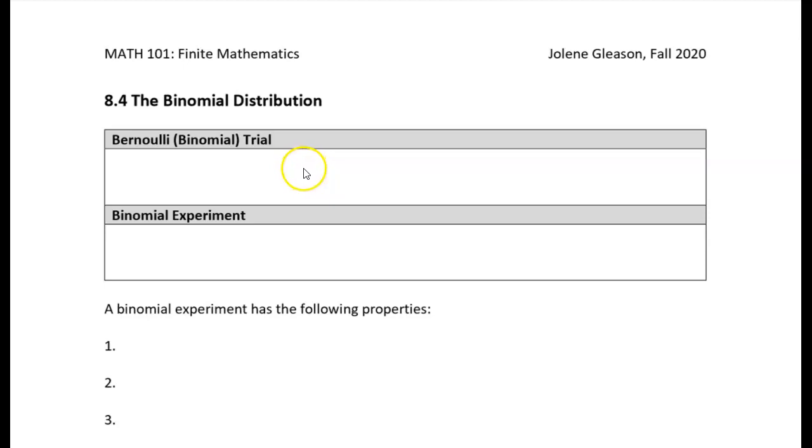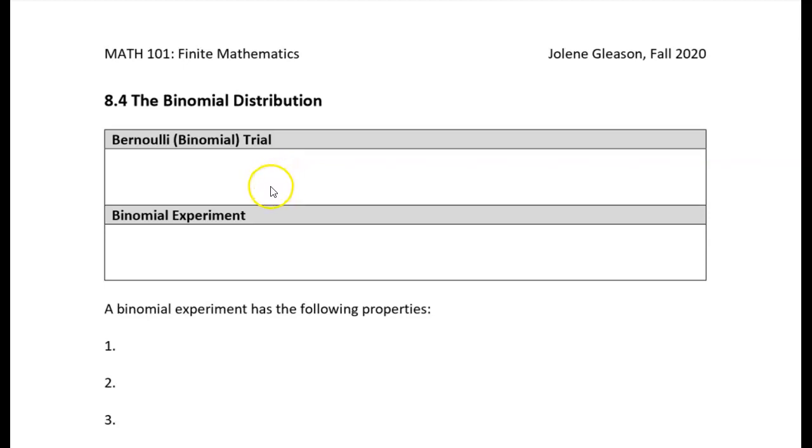But there are also cases where we're interested only in one possible outcome and then anything that's not that outcome, right? So like in rolling a die, we might be interested in getting a 6. So the outcomes could be divided into two possible outcomes, either getting a 6 or not getting a 6.